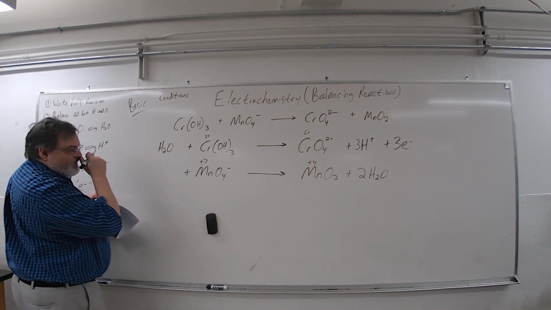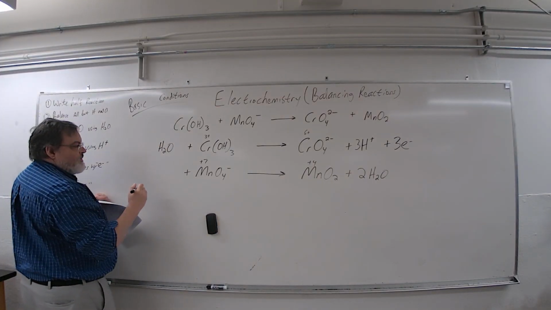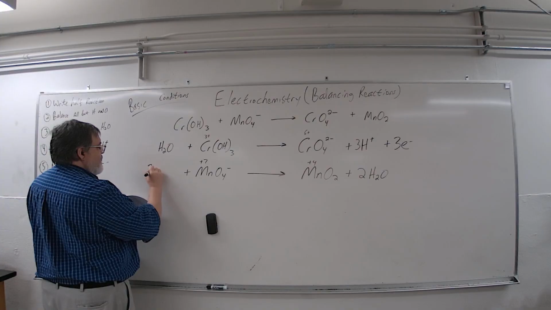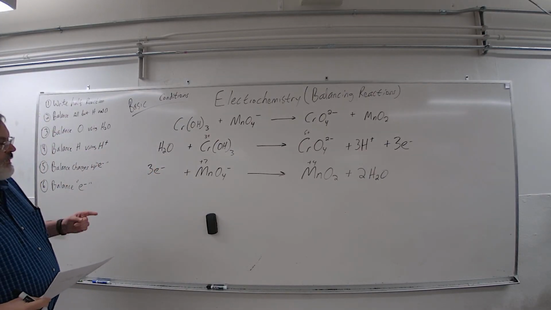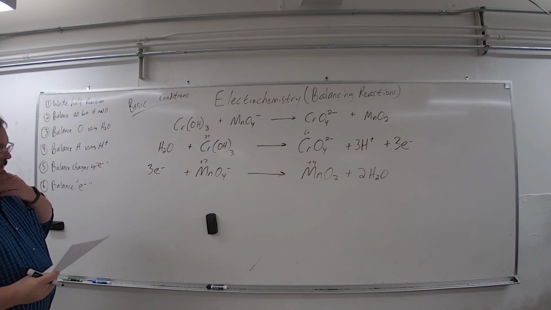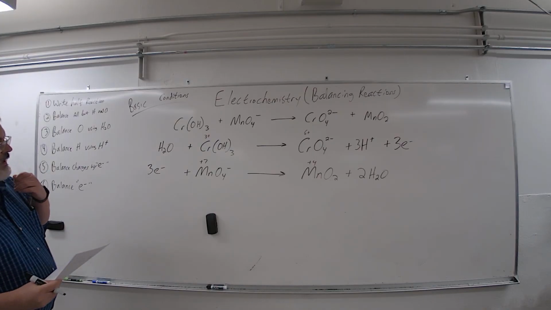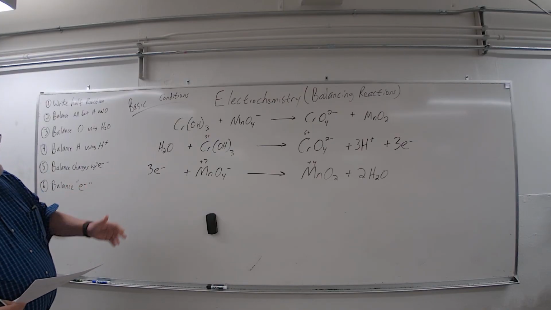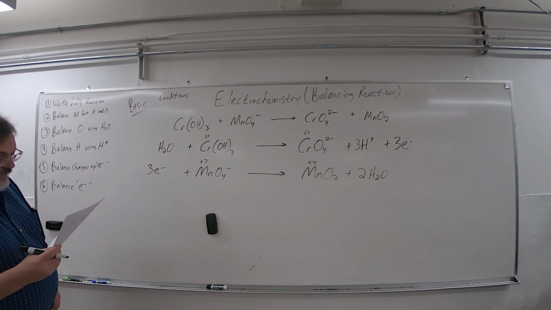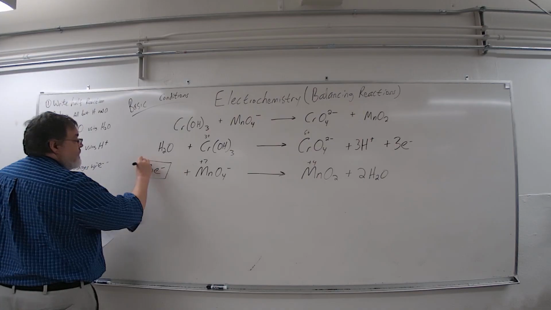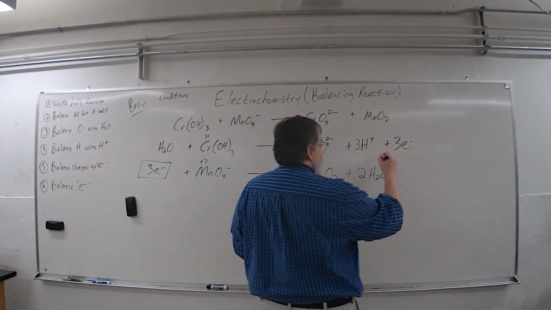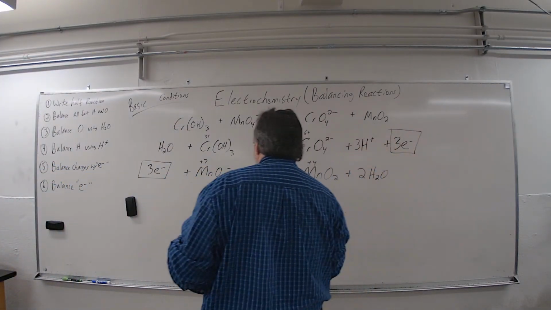So how many electrons do I need? 3. 4, 5, 6, 7. That's right. Okay. Next, we would balance the electrons, but they're already balanced. So what we do now is chop these out. And everything that's left will just break down.